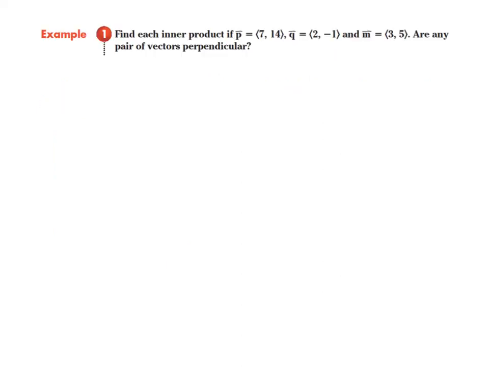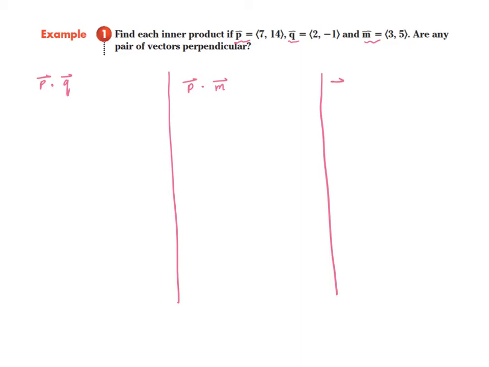Example 1. We are given P, Q, M to check if any of these are perpendicular to each other. First we can check if P is perpendicular to Q by using the dot product. We can also check if P is perpendicular to M. Then the last thing we can check is if Q is perpendicular to M. By the definition we had before, if they are perpendicular, the dot product should equal 0, right? Okay, let's go ahead and start.